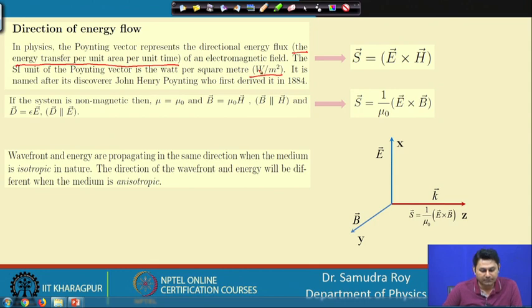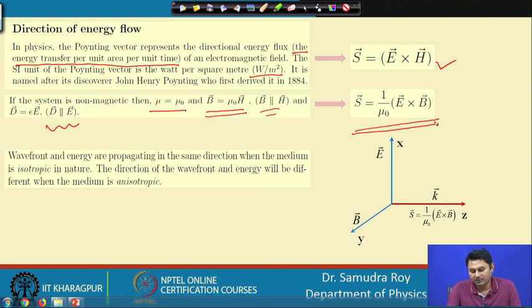Now, for a non-magnetic system, mu is mu 0 and B can be represented as mu 0 H, and B and H are parallel. Also, in an isotropic system, E and D vectors are parallel to each other. Here the Poynting vector is represented as S. This is the definition of the Poynting vector: S is represented as E cross H. Also, S can be represented in terms of B by just replacing H. So, this is another form; in many places we have this form also.